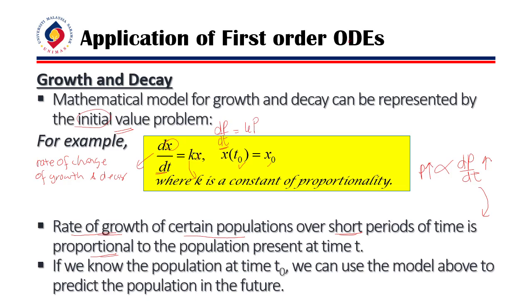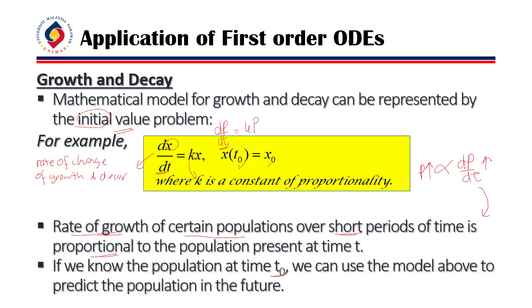So if we know the population at time t naught, and in real life you usually know the t naught, the initial time, let's say you start in 2020, so that is the initial time. You start with 0, for example. So we can use the model above to predict the population in the future.